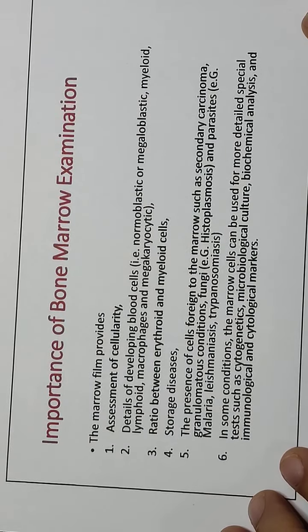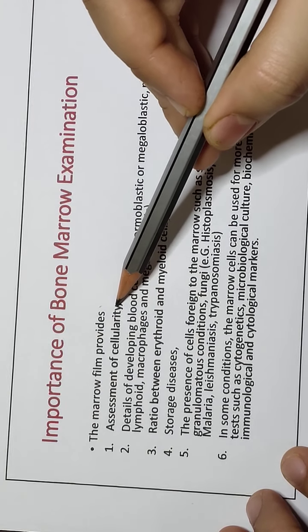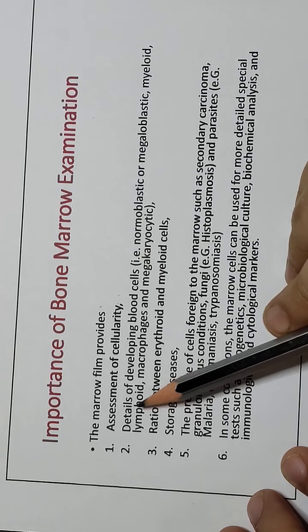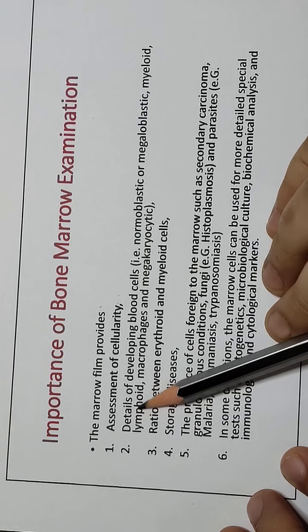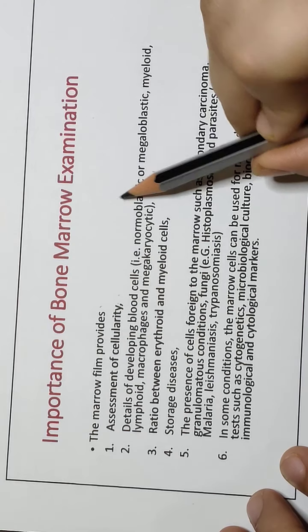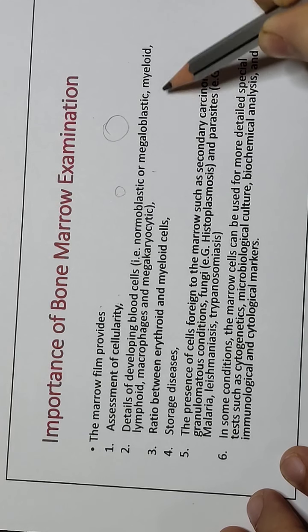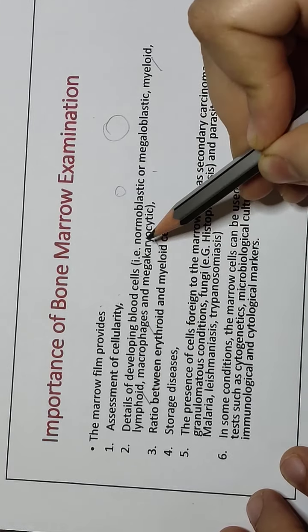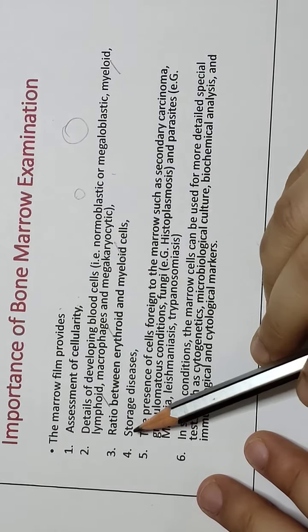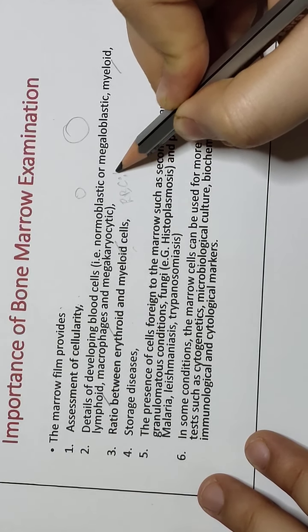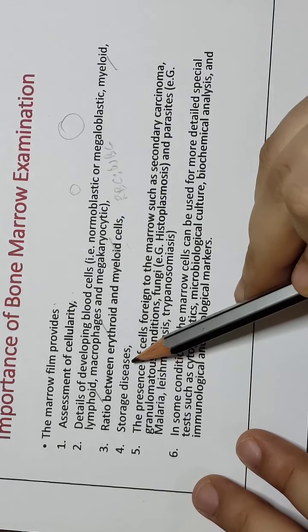Now, what is the importance of bone marrow? You need to know the importance of bone marrow. Bone marrow will help you assess the type of cellularity, means you can come to know what type of cells they are. It will help in diagnosis in the details of developing blood cells. Like you'll come to know whether these blood cells are normoblastic, means are they normal in size or are they big in size, megaloblastic. Are they myeloid or lymphoid? Are they macrophages or megakaryocytes? It will also help to know the ratio between erythroid and myeloid cells, means ratio between RBCs and different types of WBCs. Any kind of storage disease.